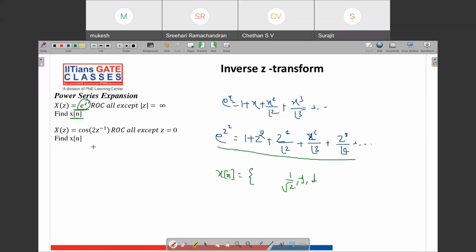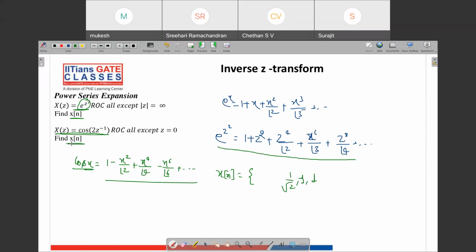Similarly, I have put one more problem. This one you can solve. Here you have a cos 2z inverse, and for this case we need to find out what the x of n is. So you can expand the cos. I think you might know this. Cos x is equal to 1 minus x square by factorial 2 plus x to the power 4 by factorial 4 minus x to the power 6 by factorial 6, and it continues. This is the expansion of the cos of x. You can use this expansion and find out the expansion of x of z, and from there you can find out the x of n.